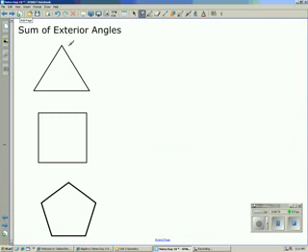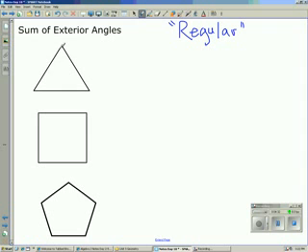Let's say we just have three shapes here. All the sides are the same length and the angles are the same. Which is called what again? A regular polygon. Very good, you remembered this time.